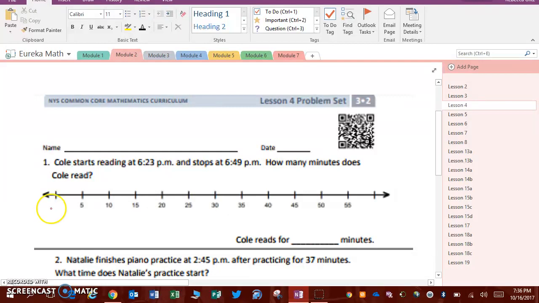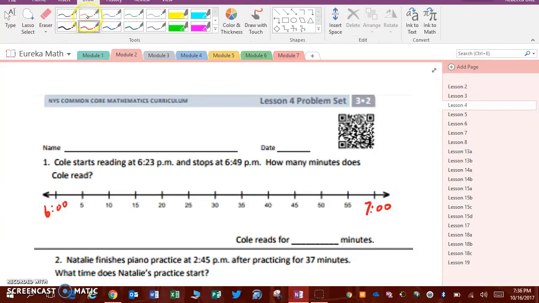So if this is going to be 6 o'clock, that means this is 7 o'clock, okay? And now I'm going to get a little finer point here on my pen. 6:23 is more than 20 but less than 25. So I'm going to draw my tick marks in here. Here's 21, 22, 23, and 24. So here's where 6:23 is. So I'm going to put a point on the line, not above it or below it. I'm going to label that 6:23.